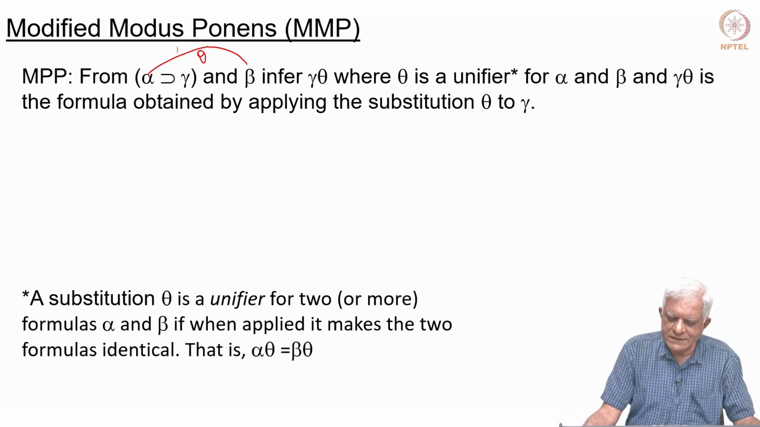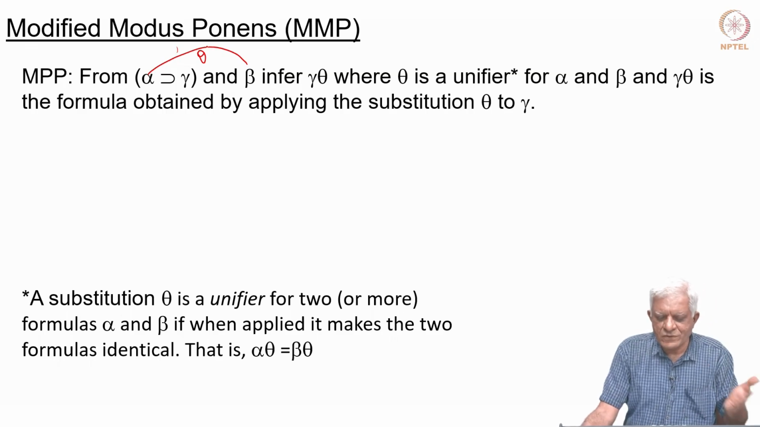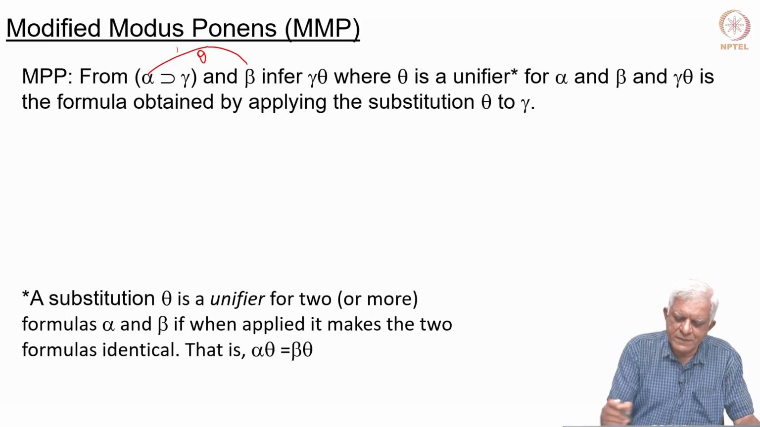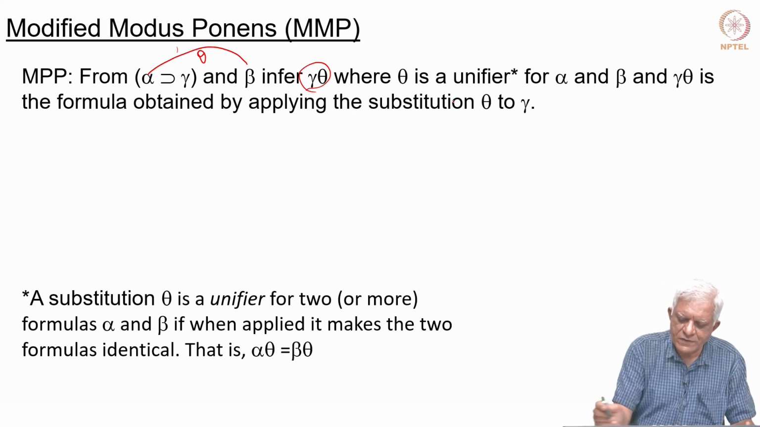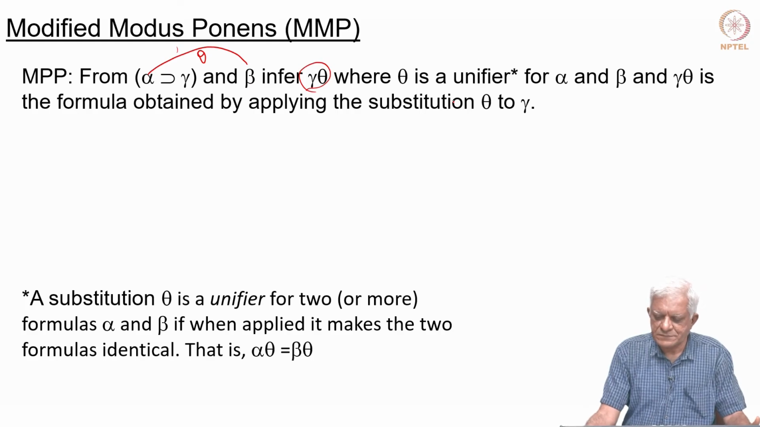So, once we can find such a unifier, then of course, we can go ahead and make the inference, but we have to be careful that we must apply this unifier or the substitution to gamma as well essentially. So, this rule modified modus ponens says that from alpha implies gamma and beta, infer gamma theta, where theta is the unifier for alpha and beta, and gamma theta is the formula obtained by applying the substitution theta to gamma essentially. So, I hope that is clear.